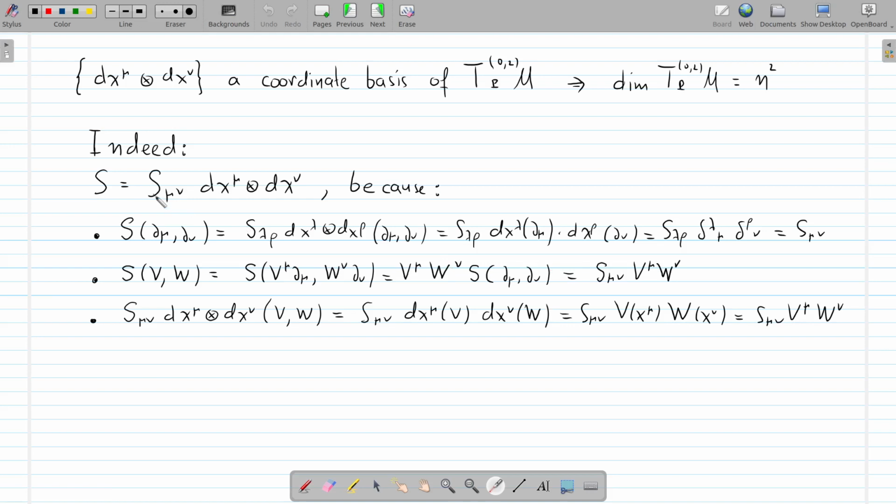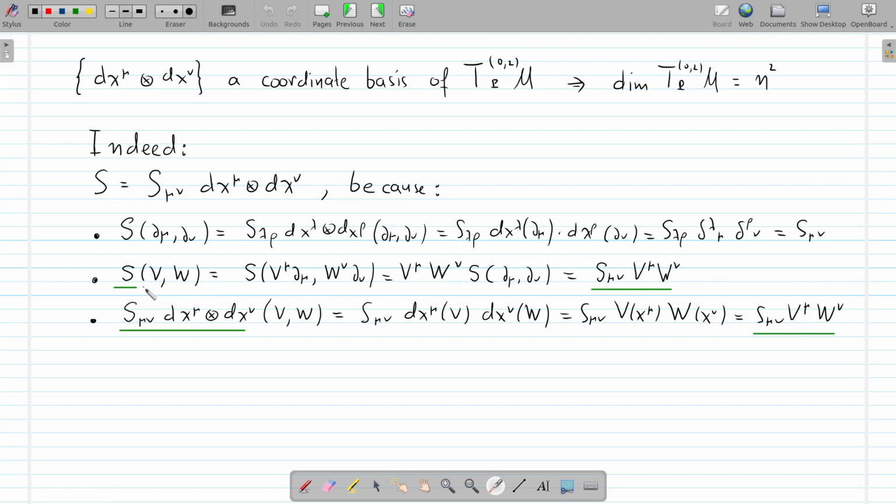Then let's take the right-hand side and act on any vectors v and w. Then, as before, this is given by the product of the actions of the dual basis on v and w. And by the definition of the gradient, this is just the action of v on x mu and w on x nu, which gives us the components v mu and w nu. So the right-hand sides match for any vectors v and w.